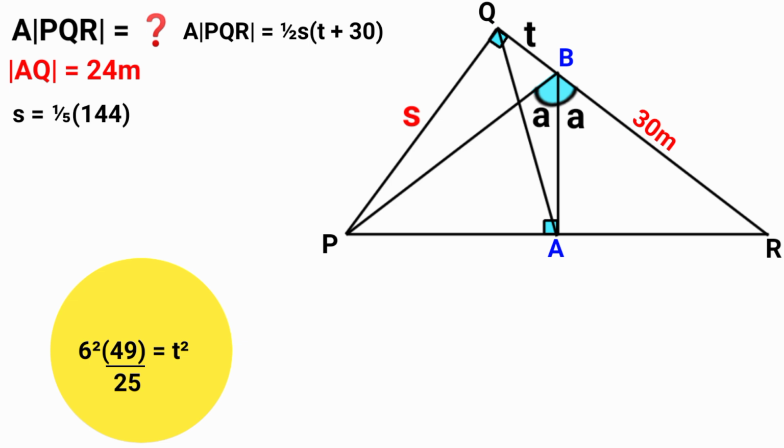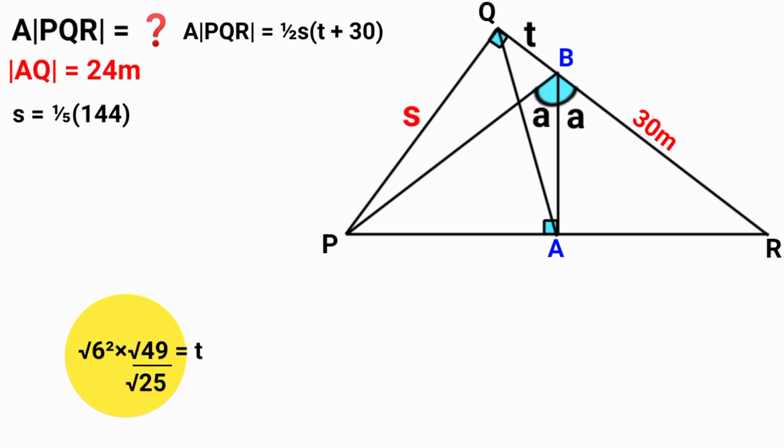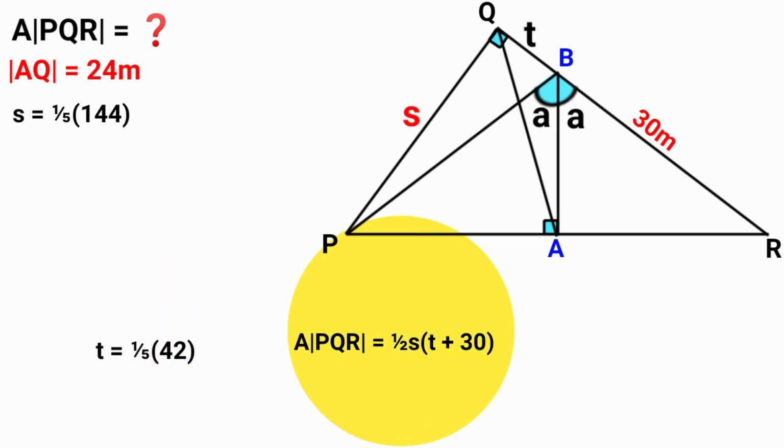Take the square root of both sides. Here square root of t squared is t, while here square root of 6 squared (49 over 25) is square root of 6 squared times square root of 49 over square root of 25. Square root of 6 squared is 6. Square root of 49 is 7. And square root of 25 is 5. 6 times 7 is 42. So 42 over 5 equal to t. That is t equal to 1 over 5 (42). Come to this equation. Substitute the values of s and t.